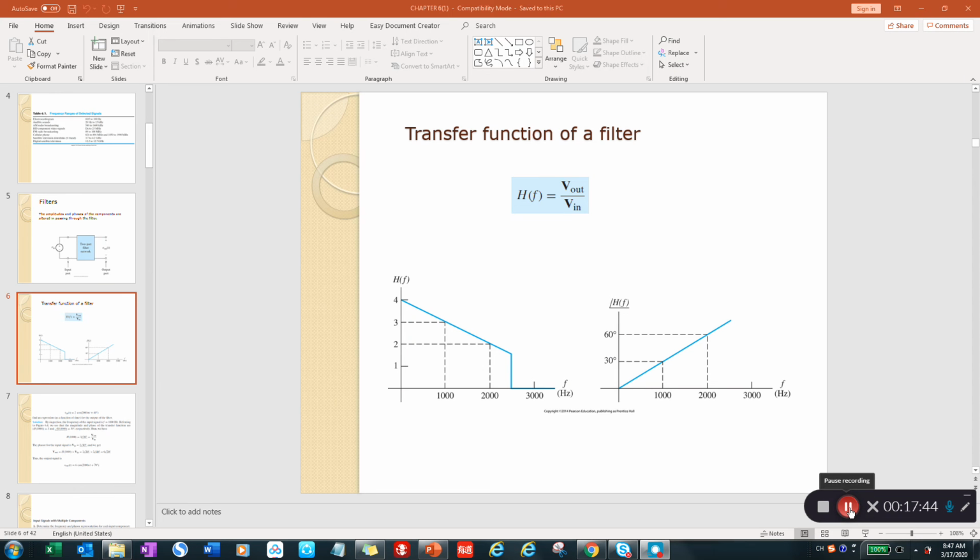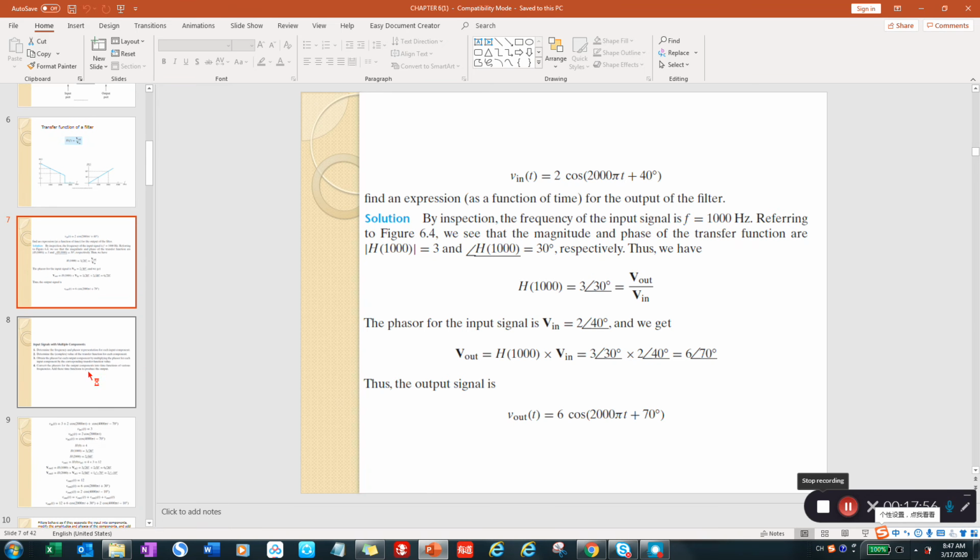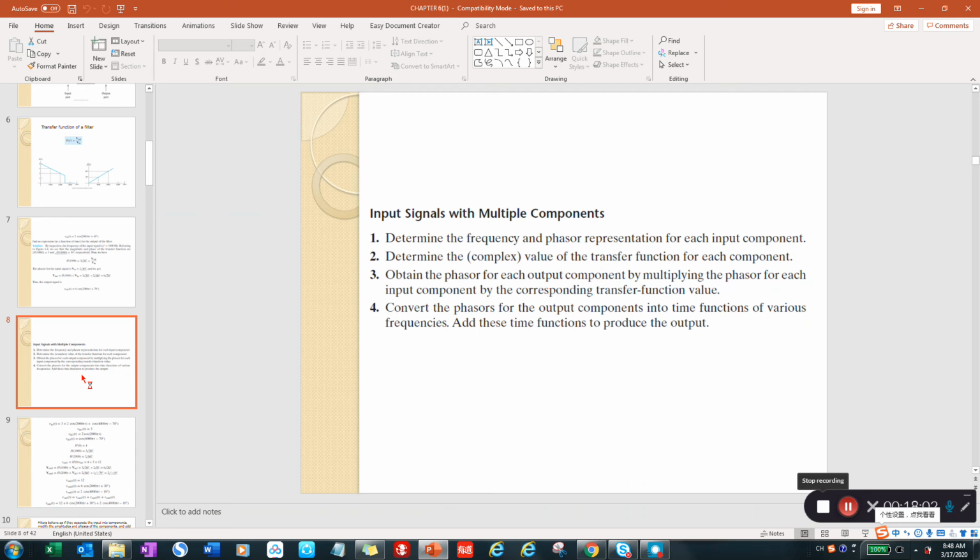Just now we talked about if one signal passes through a filter, what will be the output signal? What if you have several components pass through a filter? How can we determine what is the output? Because as we said, any signal can be written in the summation of a series of sinusoids, so we know any signal in fact has multiple components. So how should we process a signal with multiple components?